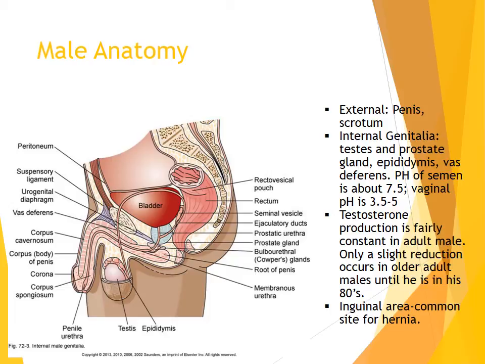Testosterone production is fairly constant in adult males. Only a slight reduction should occur in older adult males until they are in their 80s. The inguinal area is a common site for hernias.